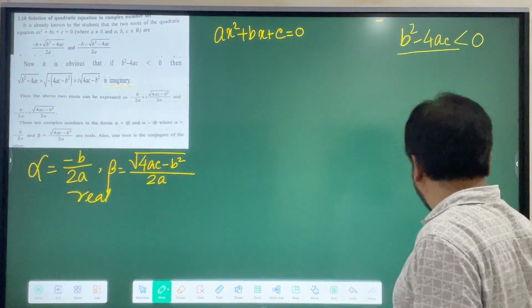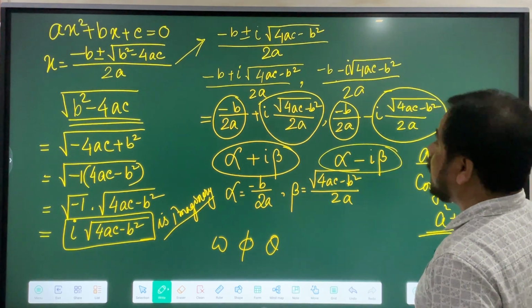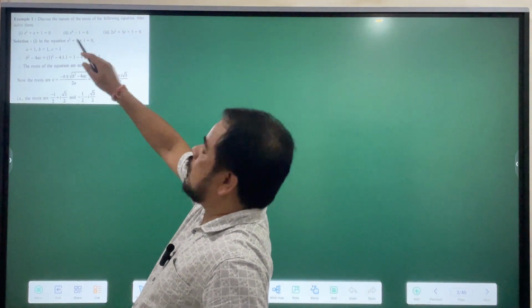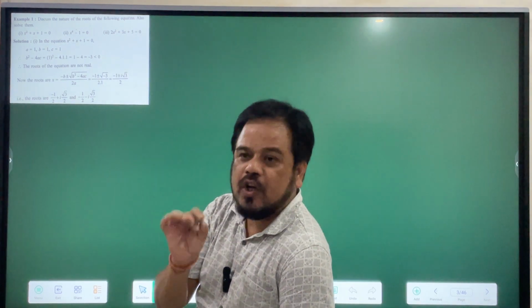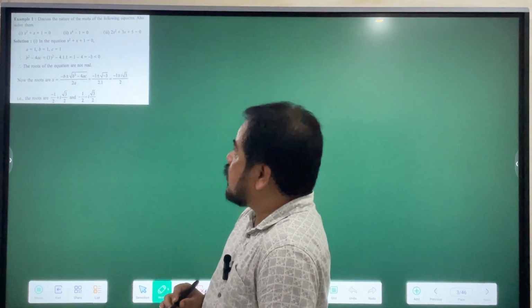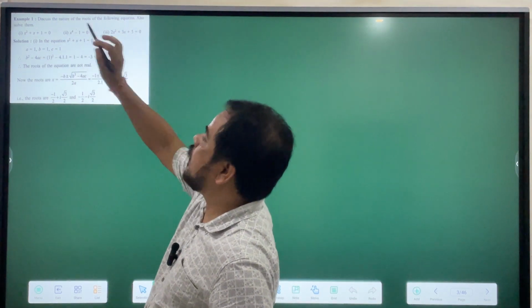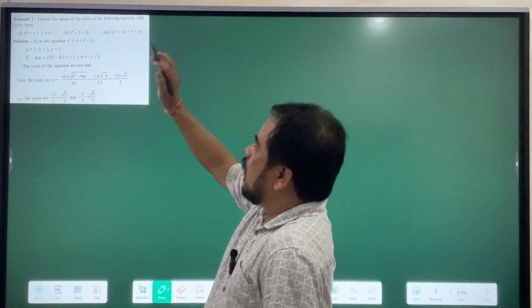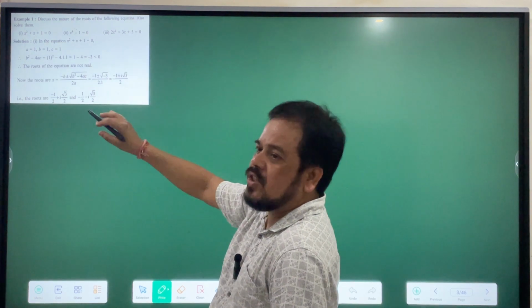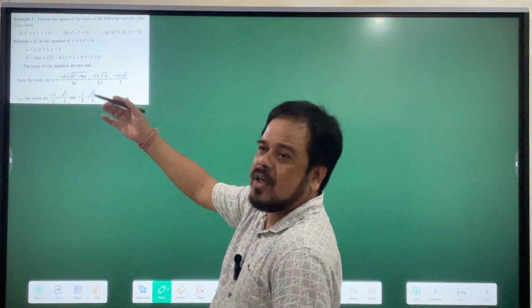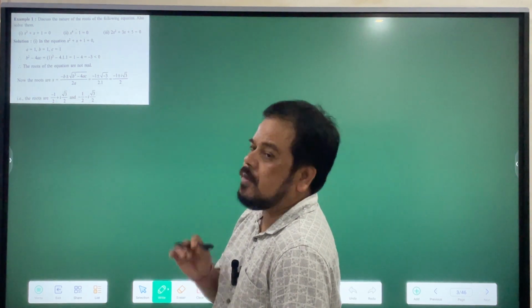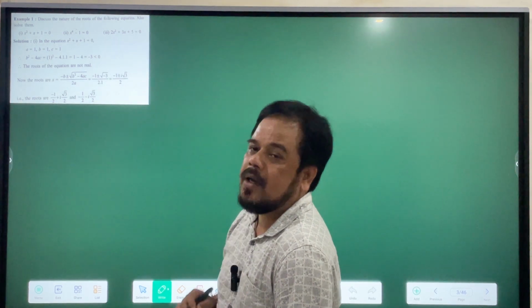So this is what is written in example number 1. Discuss the nature of the roots, whether they are imaginary or real. That is what we have to discuss. Also solve them. We will solve later on, that is a different thing, but first we will see whether b square minus 4ac is greater than 0 or smaller than 0. After that only we will solve, that means we will find the value of x, that means the roots of the equation.